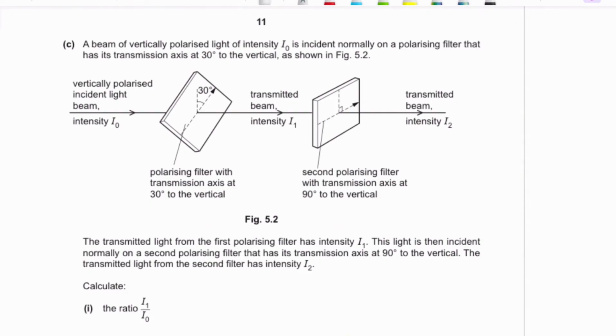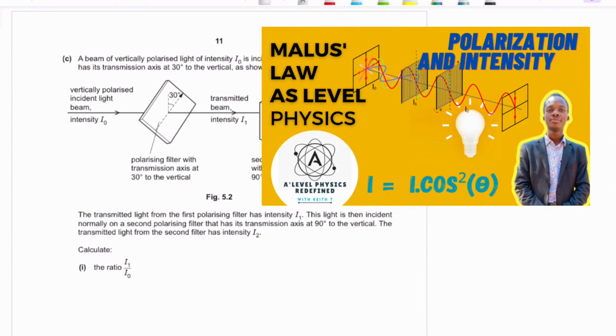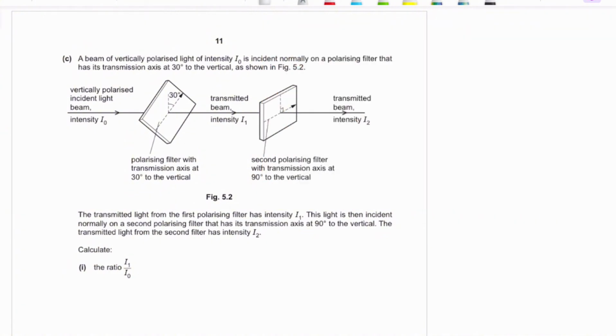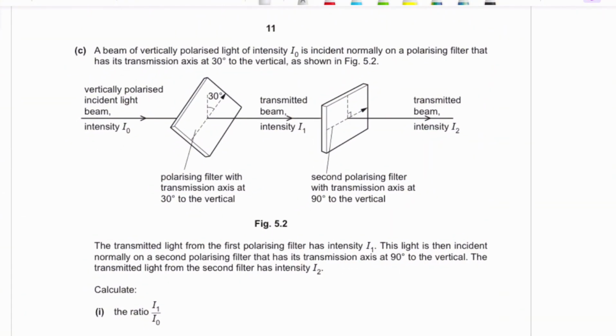So guys, I'd highly recommend that you watch my video on Malus's law. I really explain much regarding this concept. It's very helpful if you want to really understand it. I've also made other videos that explain the concept of polarization. So I'd highly recommend that you watch those videos. That will really help you out. But basically, I'm going to try and explain what Malus's law is and how Malus's law works.